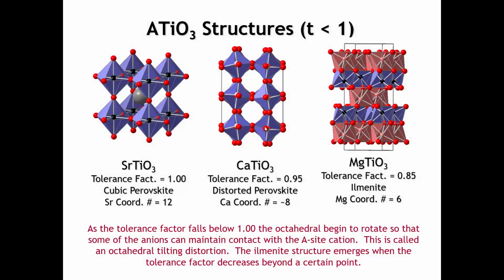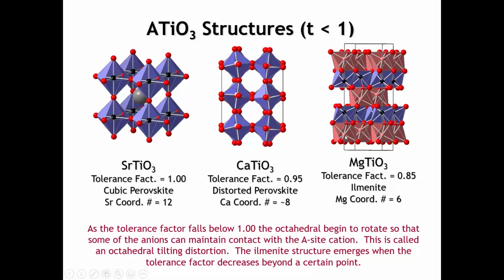Now, if we were to continue to decrease the tolerance factor far enough, at some point the perovskite structure, even a distorted perovskite structure, is not going to be stable. And usually, the structure that emerges when we get tolerance factors too small is the ilmenite structure, which I show here for magnesium titanium O3.